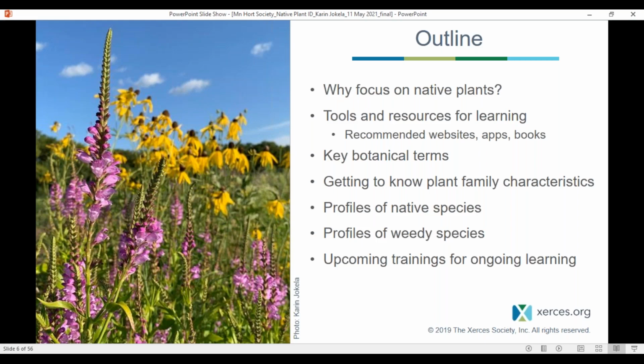We'll go over a little bit of terminology that'll help clarify certain things throughout the rest of the presentation. We'll start at the high level of plant family characteristics and then drill down into specific profiles of native species and a couple of weedy species, only because they will co-occur with your native species, and it's worth noting which ones are likely there. And then I'm just going to give you a couple of ideas for upcoming trainings that Courtney hasn't already mentioned. And so that's where we're headed.